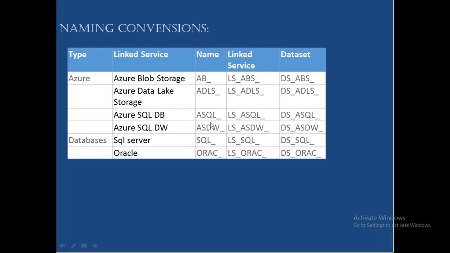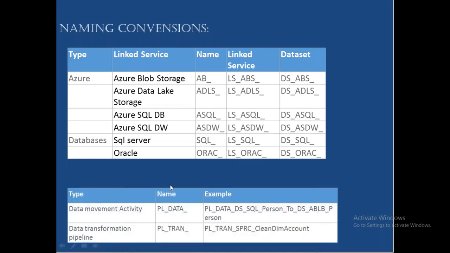Next, Azure SQL DB: a linked service for Azure SQL and a data set for Azure SQL. Then SQL data warehouse, Azure SDW: a linked service for Azure SQL DW, which is the SQL data warehouse. If you have on-premise systems, you write ls underscore SQL, ls underscore Oracle, something like this, because it's not Azure, so A does not come in front. Okay, this is how you need to follow the naming convention for your linked services and data sets.